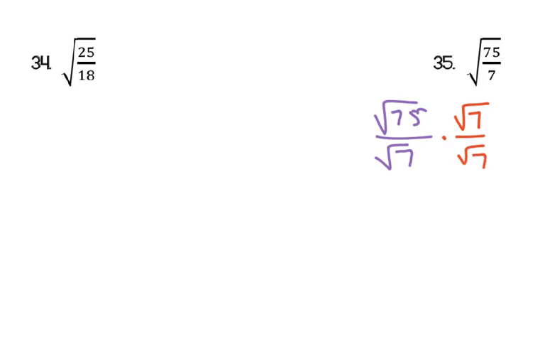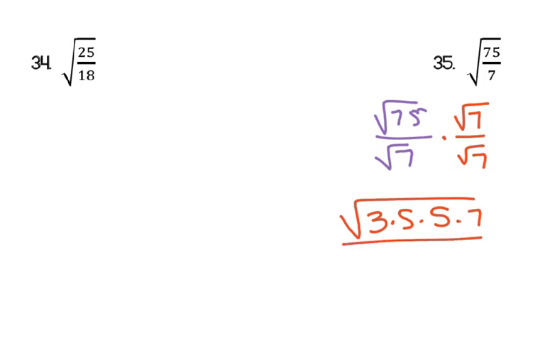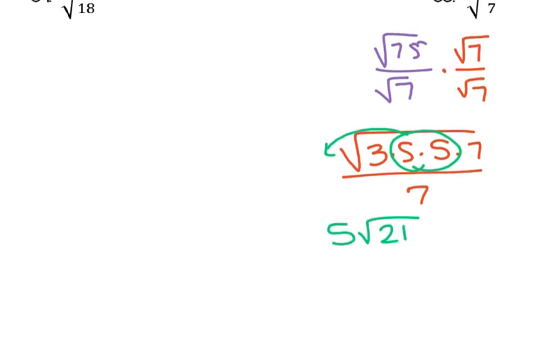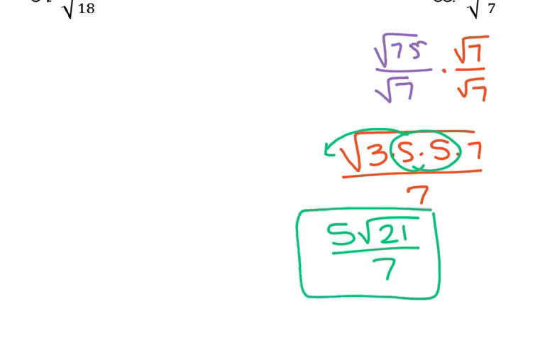On the top, I'm going to have square root of 75 times 7. So 75, 3 times 25. So instead of 25, I'm going to write 5 times 5, and then times the 7. On the bottom, I'm just going to have 7. Remember, you cannot cancel those because one's inside a radical, one is not. What I can do is I can take out a pair of 5's. I'm left with 3 times 7 on the inside, and then over 7. Because the 21's inside the radical and the 7 is outside the radical, I can't cancel anything, and so I'm done.